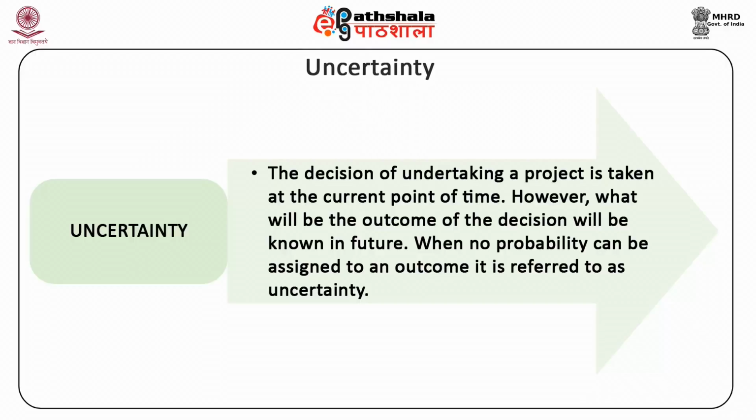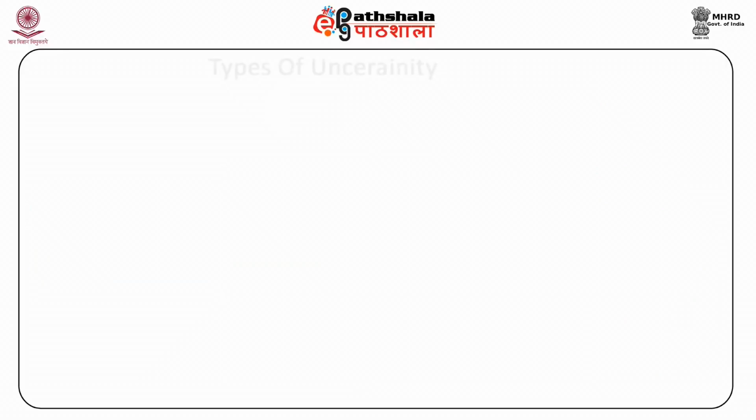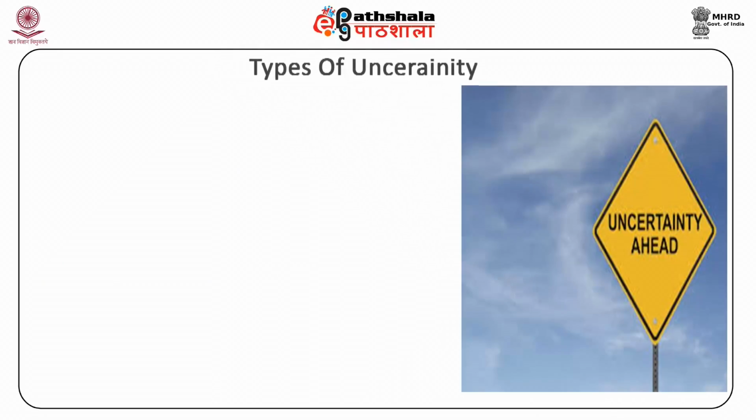There is a very thin line between uncertainty and risk. Some economists contend that when probabilities could be assigned to various outcomes, it is called risk, and where no probability distribution can be constructed, it is referred to as uncertainty. It is important to understand the nature of uncertainties. They must also be quantified and weighted. Its impact on the project must also be measured.